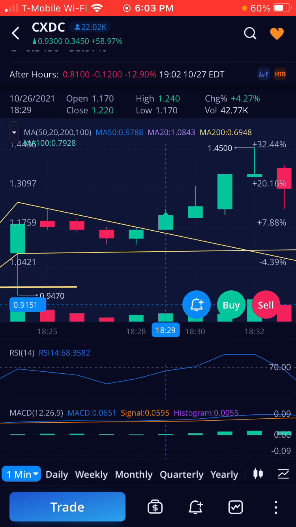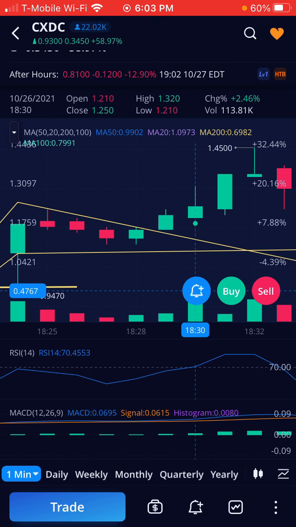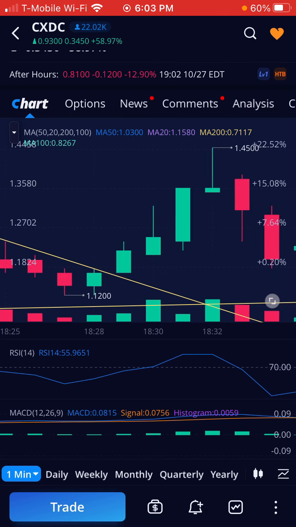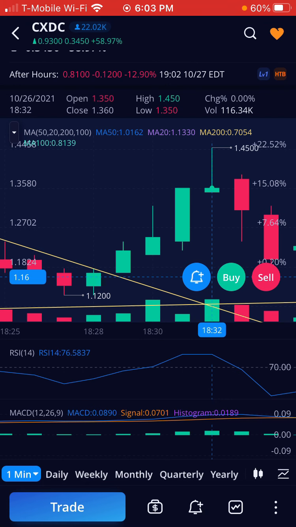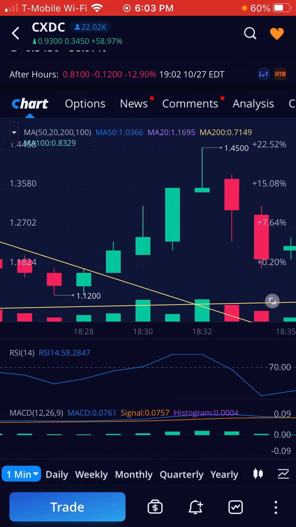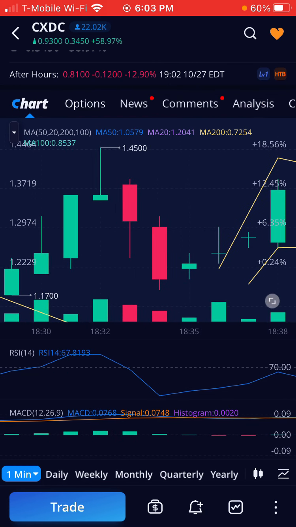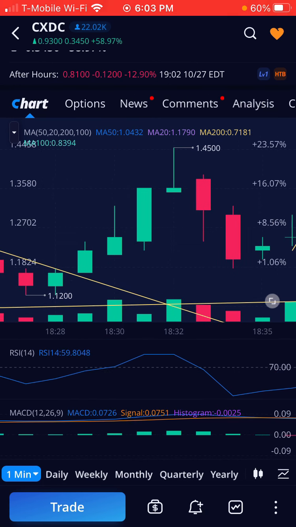And then yet again, it clean breaks above it. And if you were to buy in here, you go up 2%, 10%. Now you're up 10%. You were possibly up another 18% or so right here.